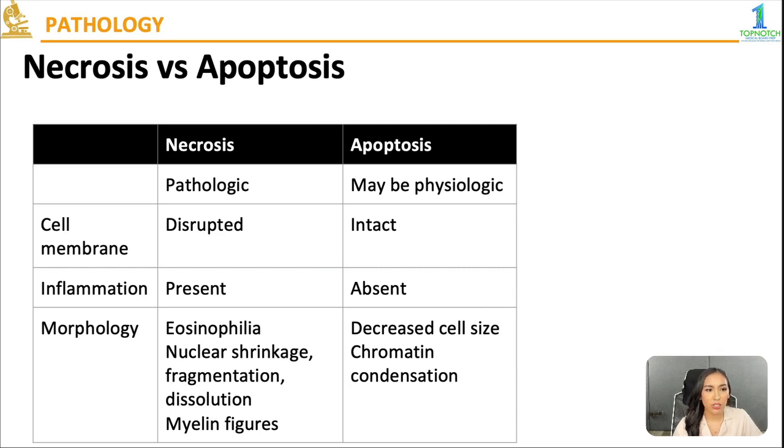In necrosis, the cell membrane is disrupted, there's inflammation, and it typically appears eosinophilic with nuclear shrinkage, fragmentation, and dissolution, and associated myelin figures. On the other hand, apoptosis, intact yung cell membrane, absent yung inflammation, and it appears on the microscope with decreased cell size and chromatin condensation. So, pag messy, usually necrosis yan. Pag malinis, usually apoptosis yan.